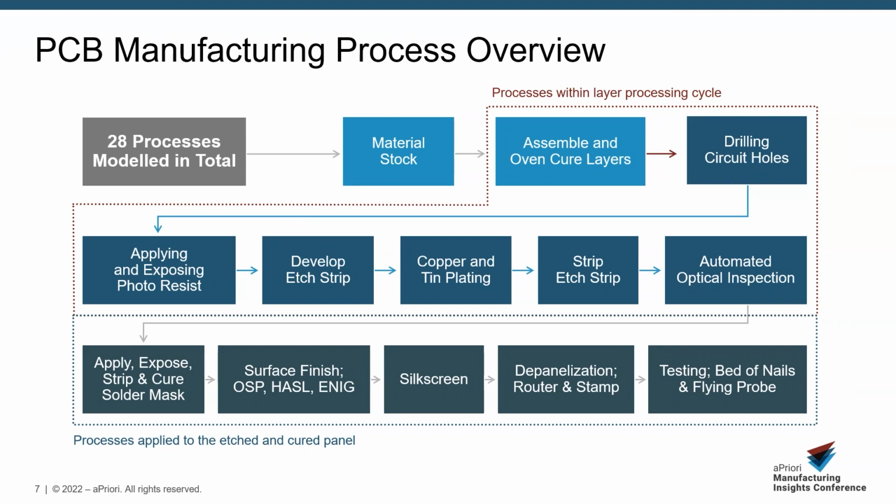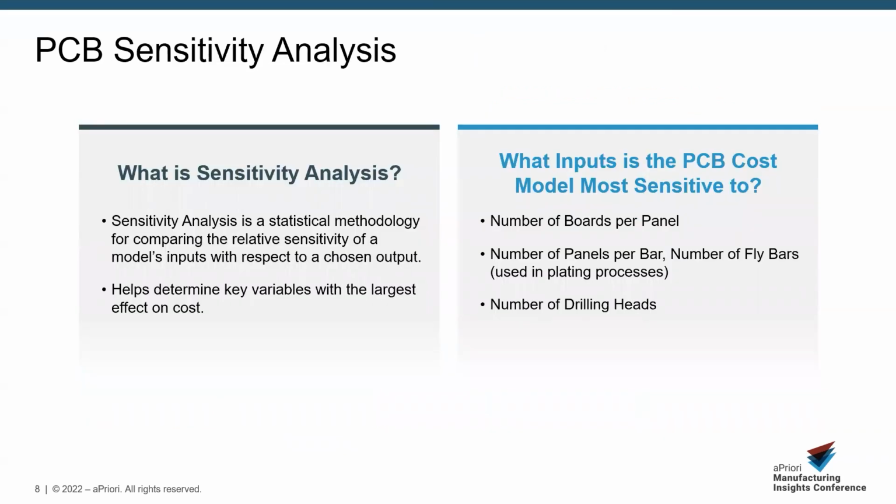And users often want to know which steps are the most important. So if my goal is to reduce my cost, which step should I spend my time at? Or if I'm really trying to understand cost of a board, which step should I spend my time at? So aPriori did a sensitivity analysis on the PCB cost model.